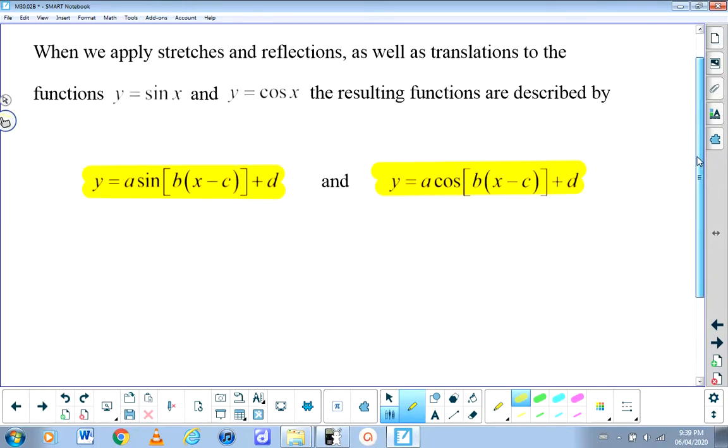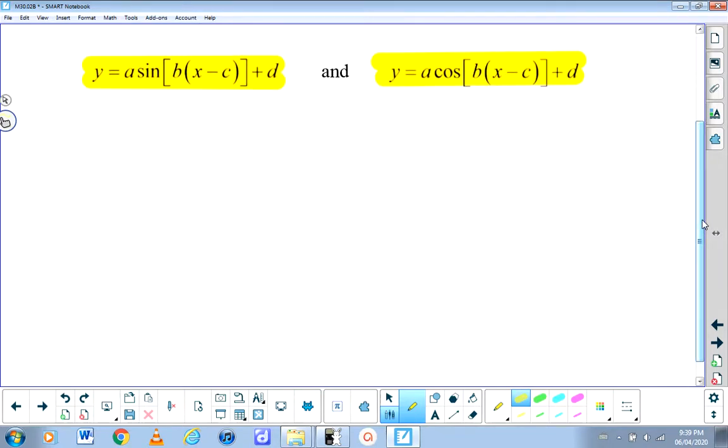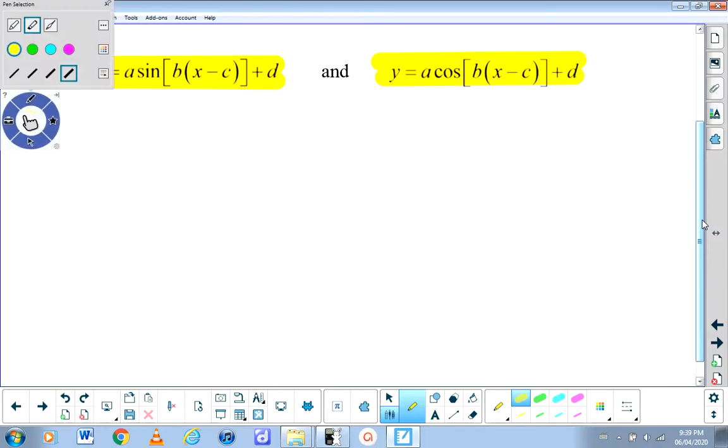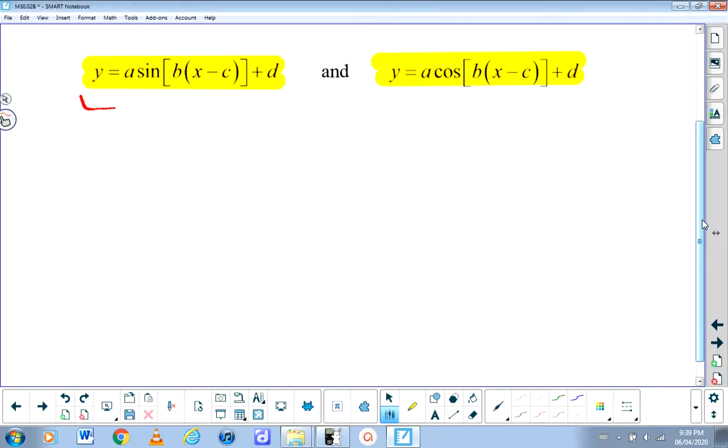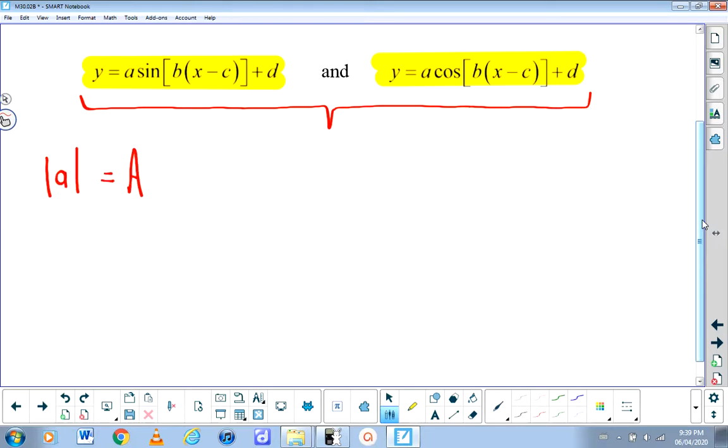Now I would like to go over what all of these parameters mean in terms of sine and cosine functions. And you need to understand that what I'm about to write here is true for both of these functions. I've already said this, but I'll rewrite it. If you take the absolute value of a, you get the amplitude. If you take 2 pi divided by the absolute value of b, you get the period. And again, if you wanted to get the period in degrees, you would take 360 over b.